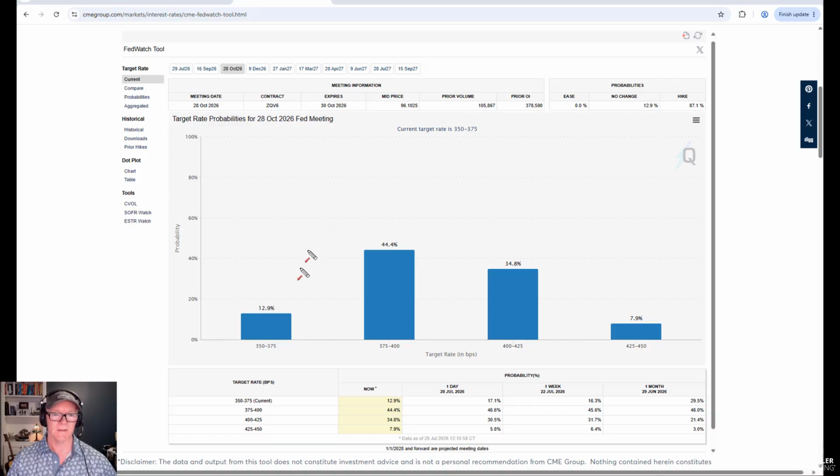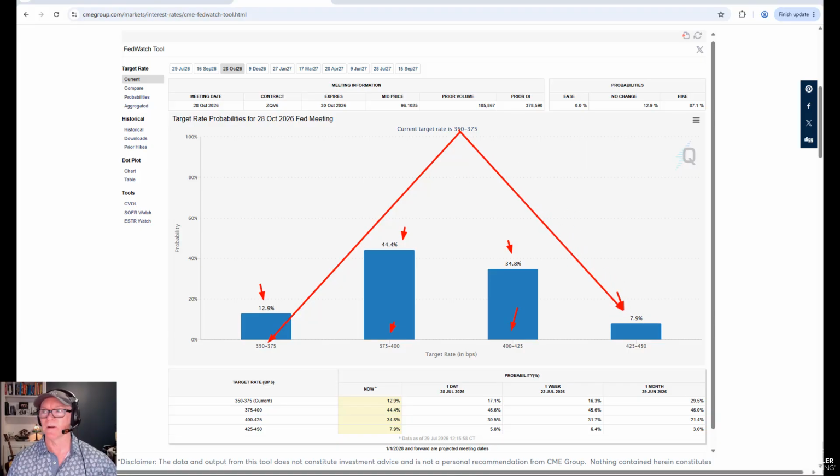By October, 350, 350. There's only a 12% chance, 12.9% chance that we will not get a rate hike by October. 44% chance of a quarter point, 35% chance of a 50 basis point, and about 8% chance of a 75 basis point cut by October.